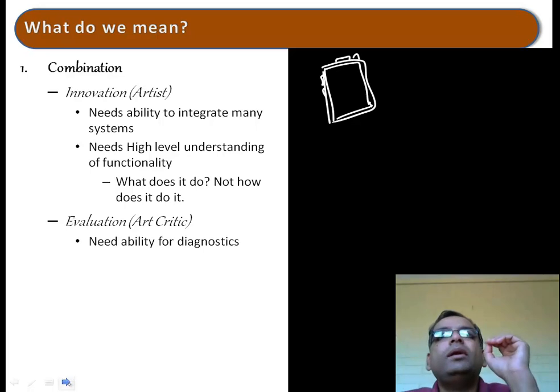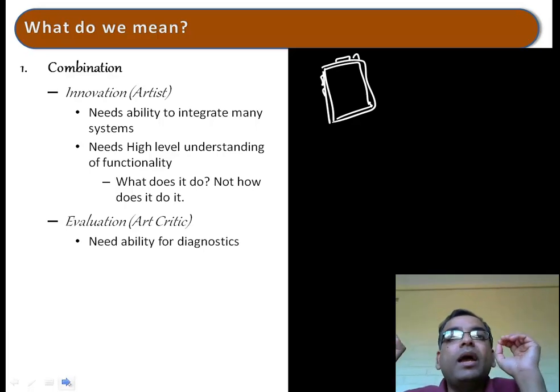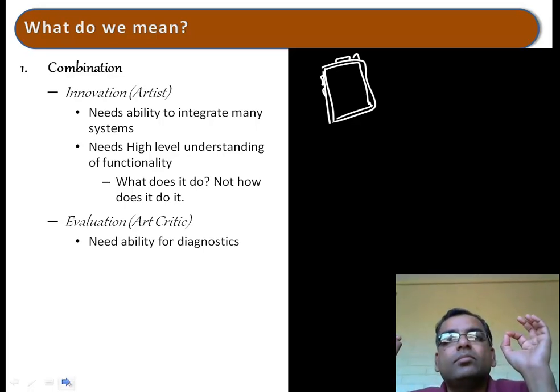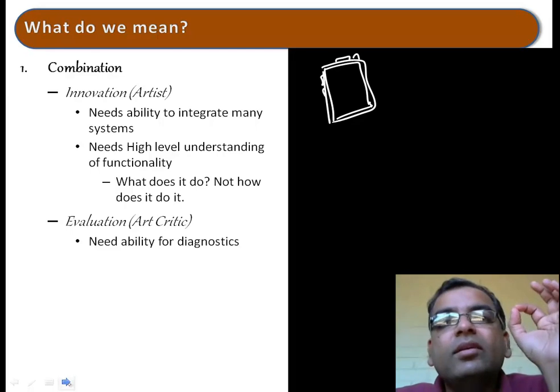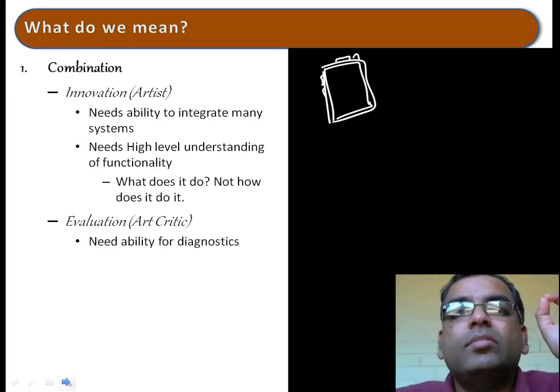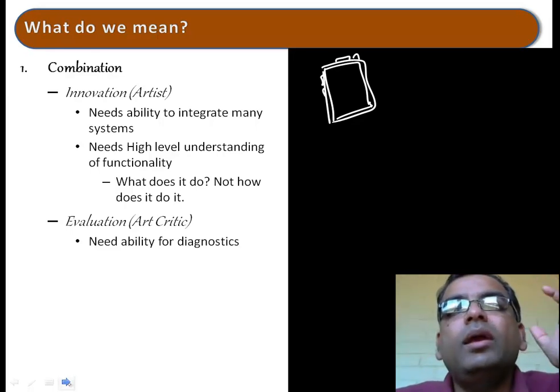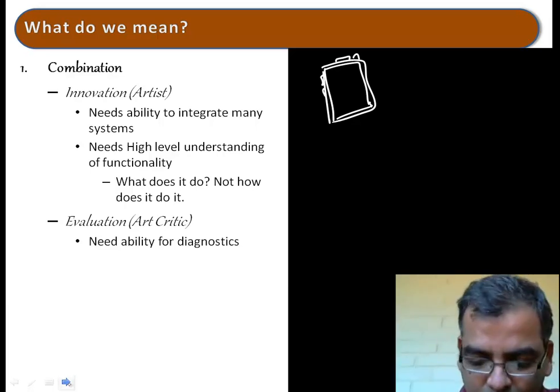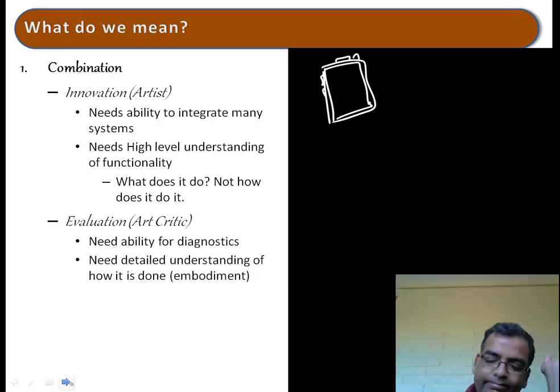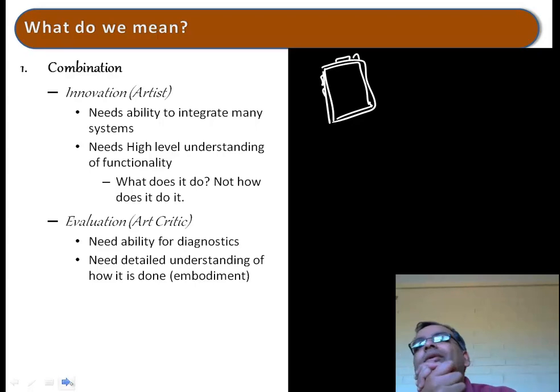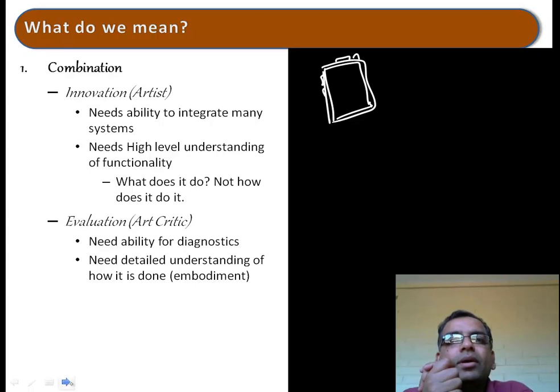Now, if you want to evaluate, you need to have the ability to do diagnostics. Diagnostics are at the crux of evaluation. I need to figure out why it works the way it works. How does it work? Now you switch. If you want to evaluate something, you need to know in detail how it does it. If you don't know how it does it, you will not be able to evaluate.